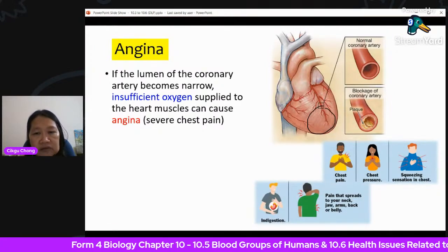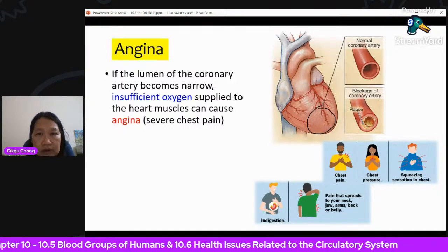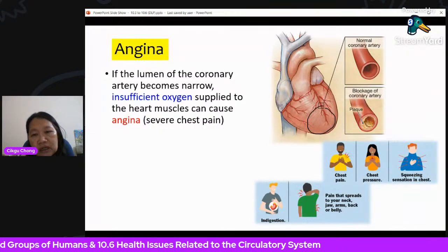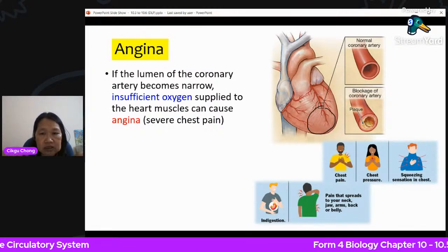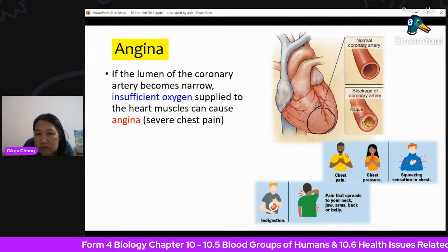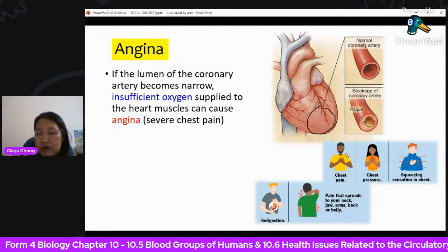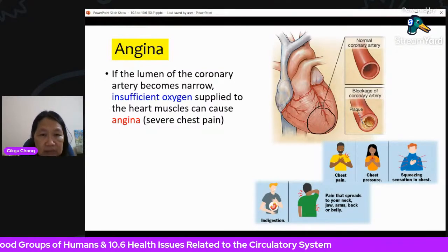All right. When it gives you the chest pain, that means something is happening. So quickly go and get it investigated. The pain can spread to your neck, the jaw, the arms, the back, or the belly, because all these are muscles, right? Your heart supplies oxygen to all these muscles, so they are deprived of oxygen and may not be able to work. So you see all these symptoms happening.